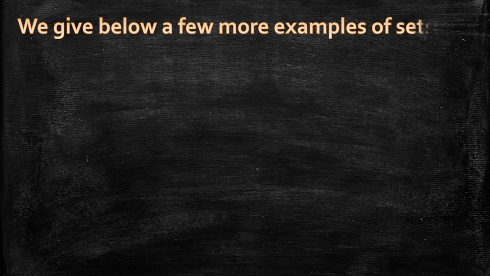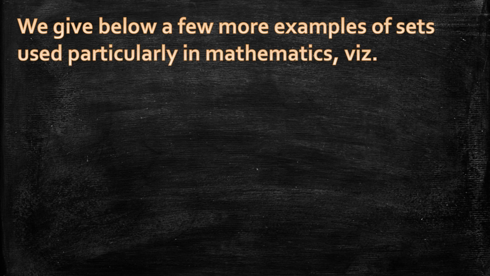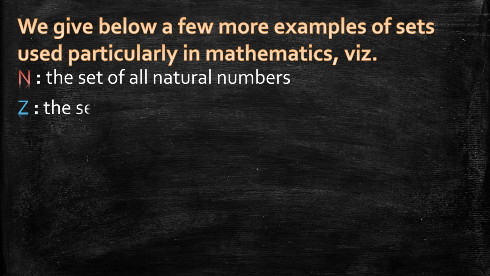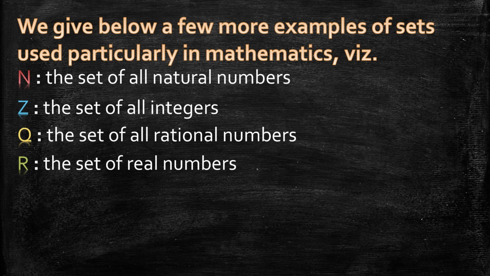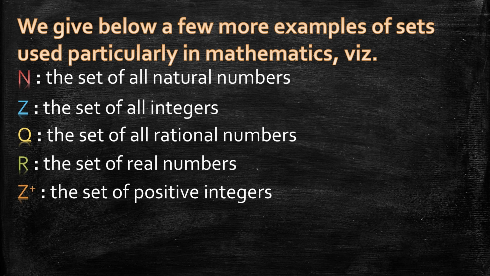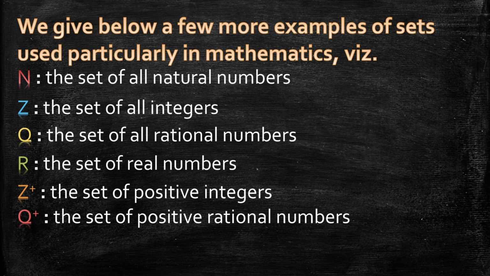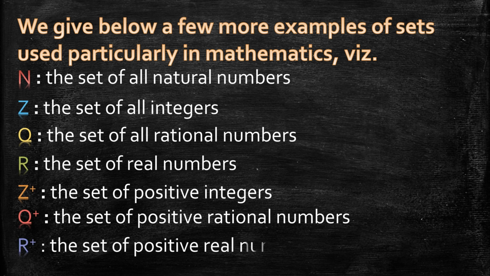We give below a few more examples of sets used particularly in mathematics, namely N, the set of all natural numbers; Z, the set of all integers; Q, the set of all rational numbers; R, the set of real numbers; Z⁺, the set of positive integers; Q⁺, the set of positive rational numbers; and R⁺, the set of positive real numbers. The symbols for the special sets given above will be referred to throughout this course.